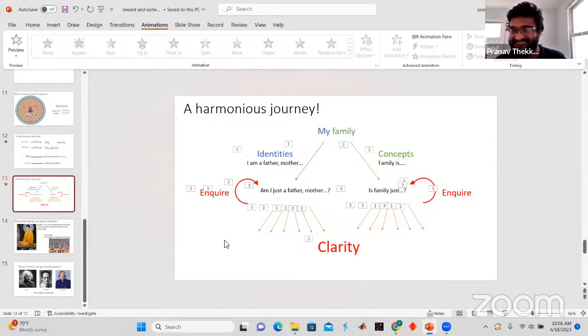Is there a dead end for this journey? The dead end is to understand that only the journey is there. It's a perpetual journey.